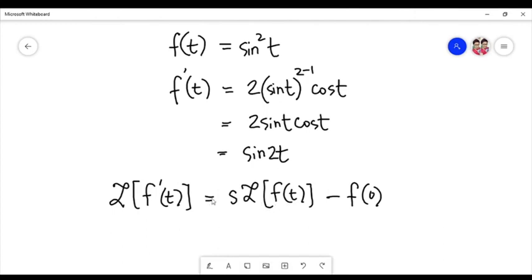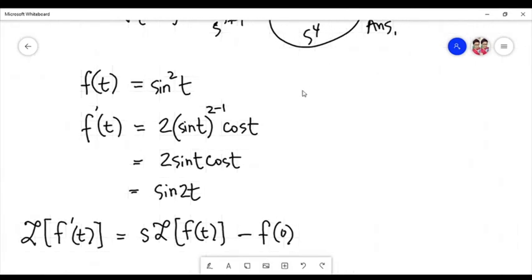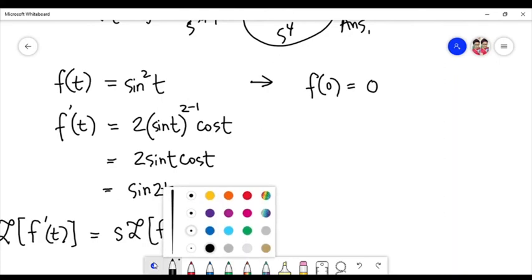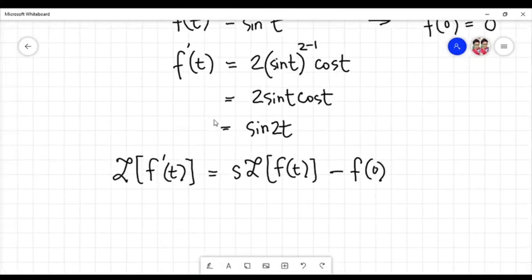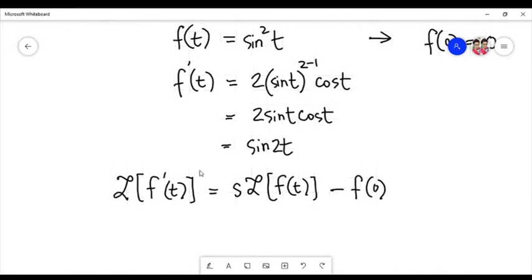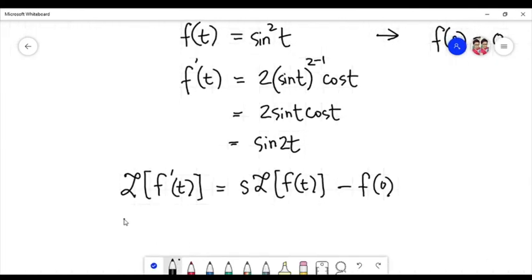Since we will be using f of 0 later on, we will evaluate f of 0. If f of t is equal to sine squared t, then f of 0 is equal to sine squared of 0. Sine of 0 is 0, and then squared, it's still 0. So therefore we can now substitute the values. The Laplace transform of f prime of t, and f prime of t is equal to sine 2t.